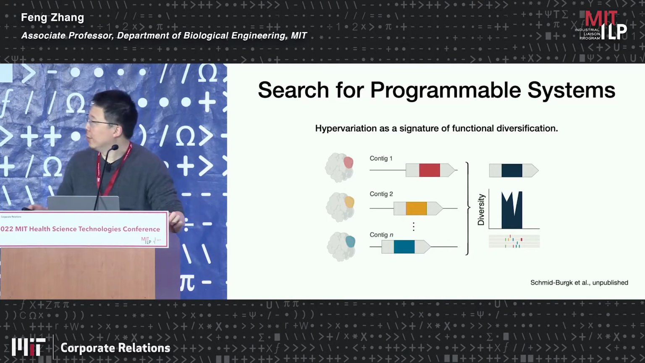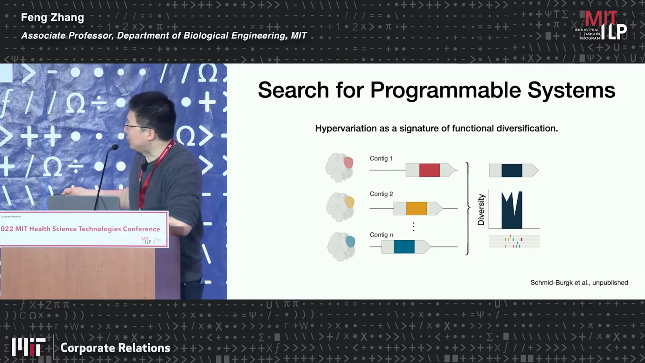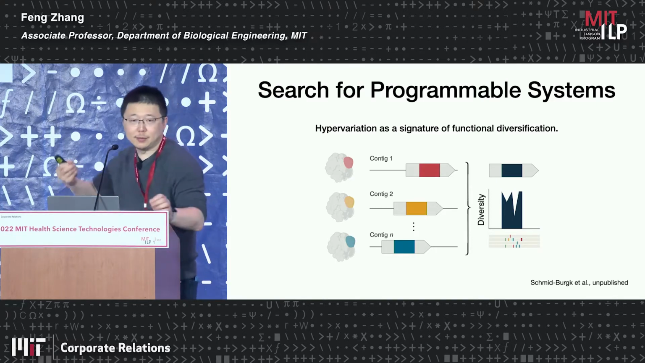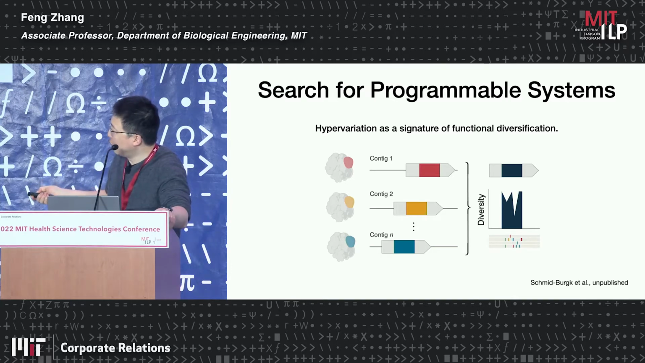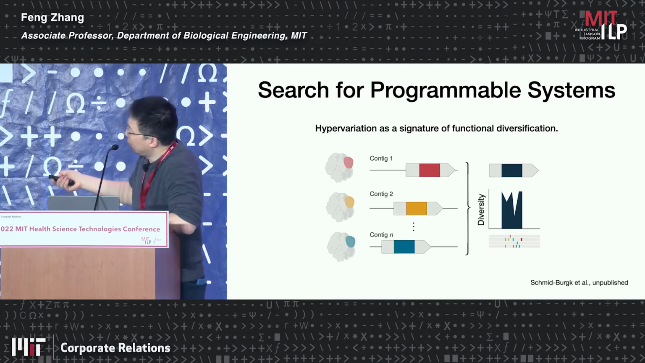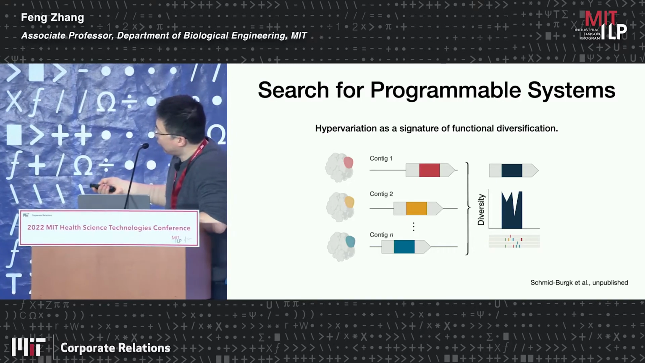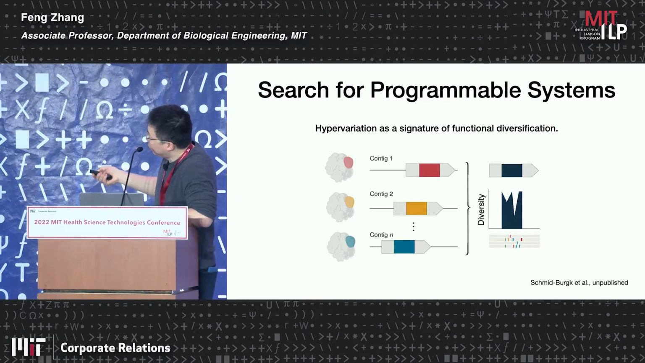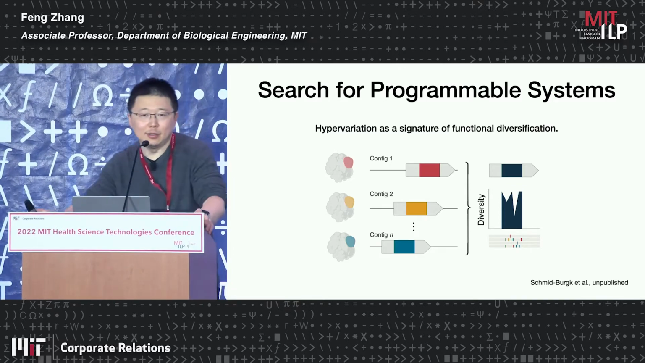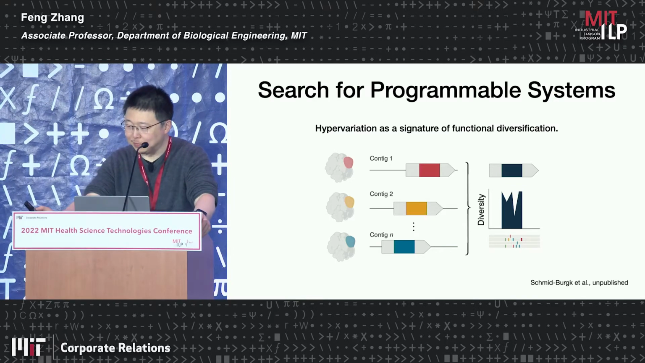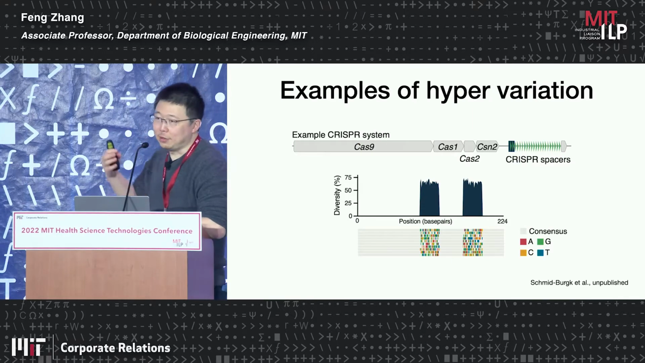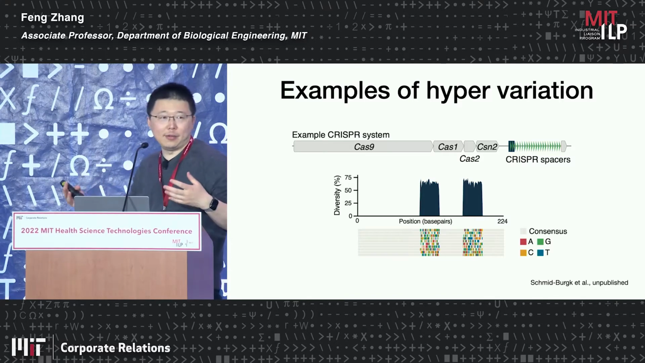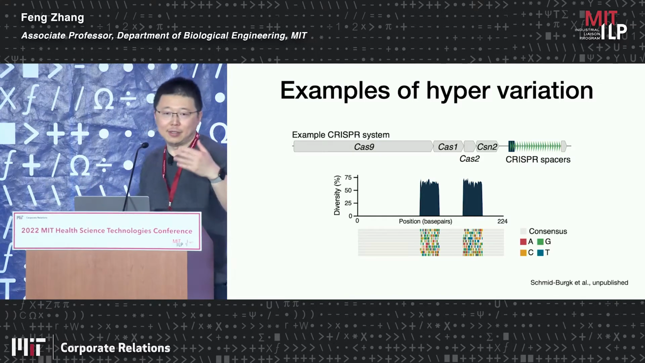Here is a diagram that illustrates this concept. If you have three different proteins that are programmable to recognize different substrates, then the region responsible for recognizing that substrate would be the region that is diversified. If you align these three sequences and look at their conservation, you will see that the middle of this protein increases in sequence diversity, because that's the signature for diversification. So we carried out a computational discovery project to see what other systems in bacterial genomes have this level of diversity.